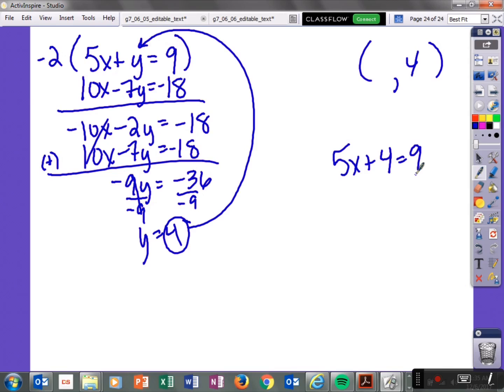Negative divided by negative is a positive. 36 divided by 9 is 4. Why did you put it for the y? Because it says y equals 4, so that means I plug it in. Exactly. Because it says y equals 4. So we subtract the 4.